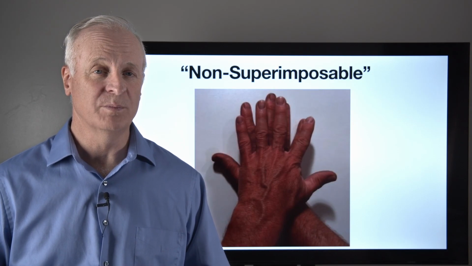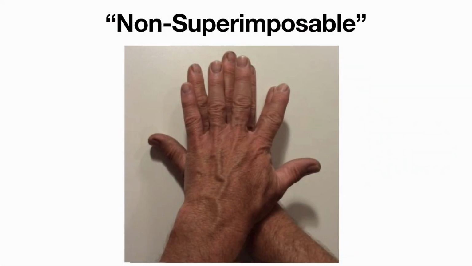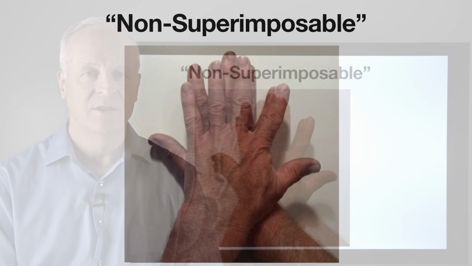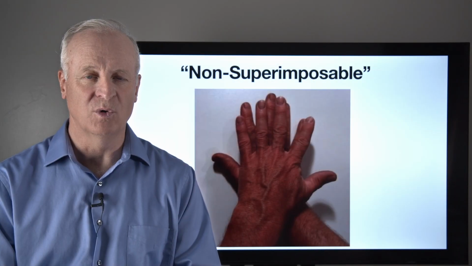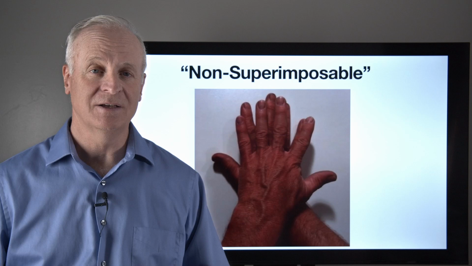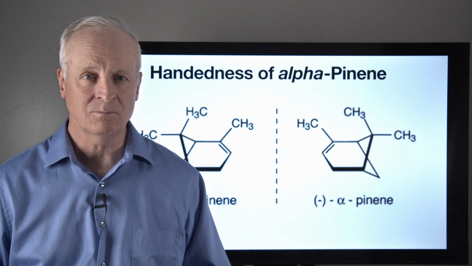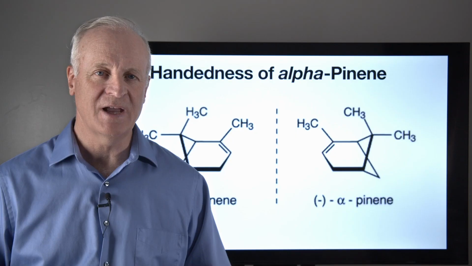Now this is very important because if I try to take both of my hands and put them on top of each other, they don't match up. They're non-superimposable. They are mirror images of each other, and that's an identification of chiral molecules. Let's look at a couple of examples.